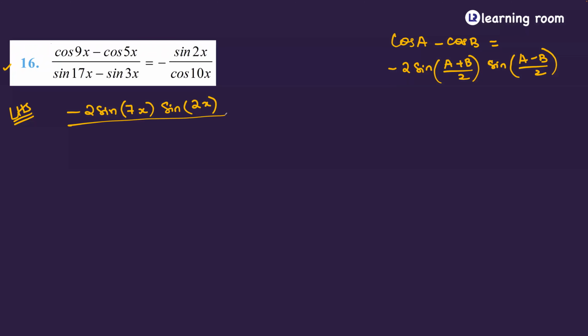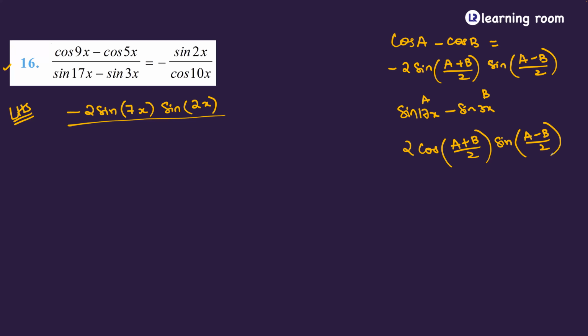The whole divided by sine A minus sine B. So it is sine 17x minus sine 3x, right? So if I take this to be A and this to be B, the formula is going to be 2 cos of A plus B by 2 sine of A minus B by 2. So take that and substitute it here. So it will be 2 cos of 17 plus 3 by 2. That is 10x into sine of 17 minus 3x by 2, which is going to be 7x. So sine 7x and sine 7x will get cancelled here.